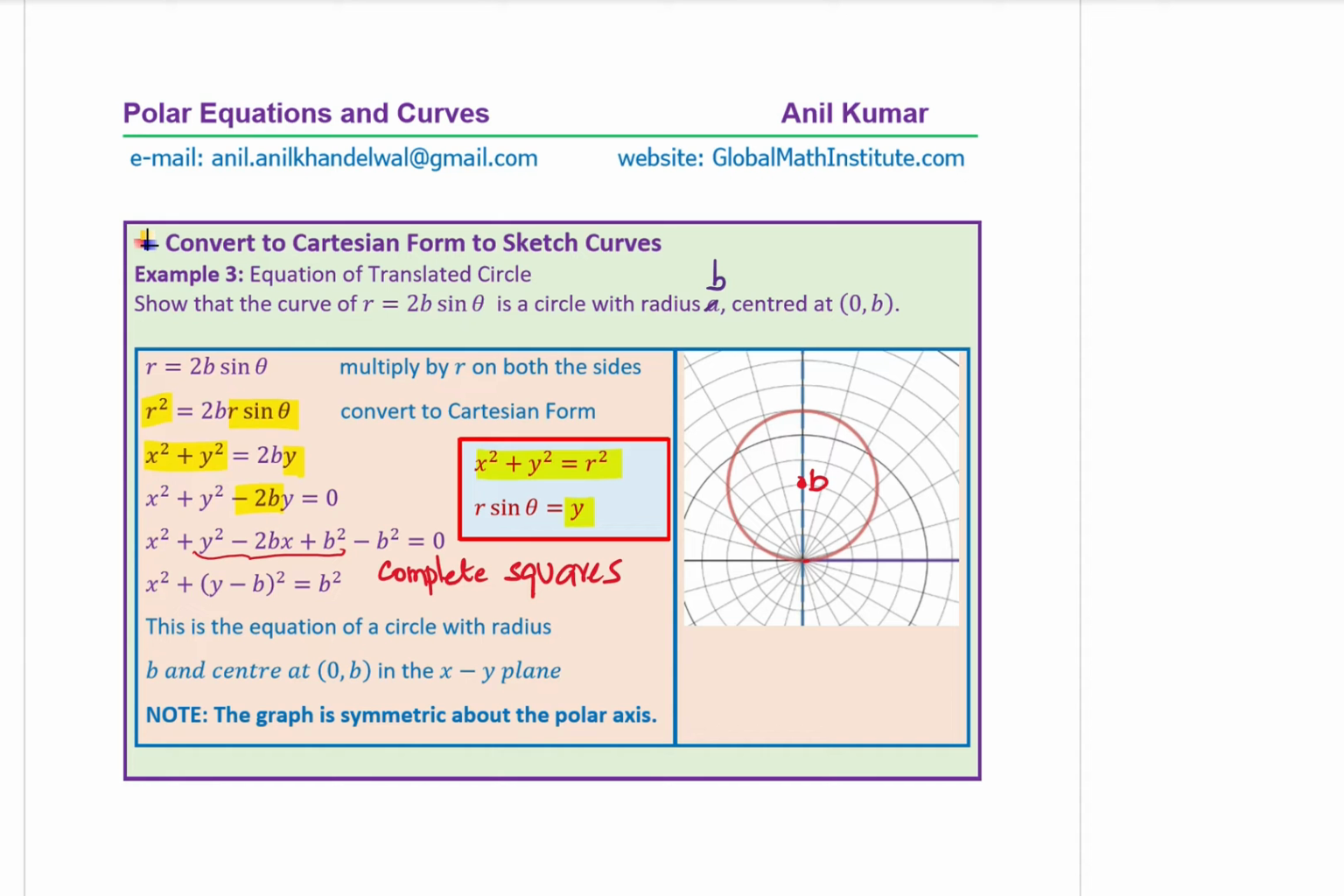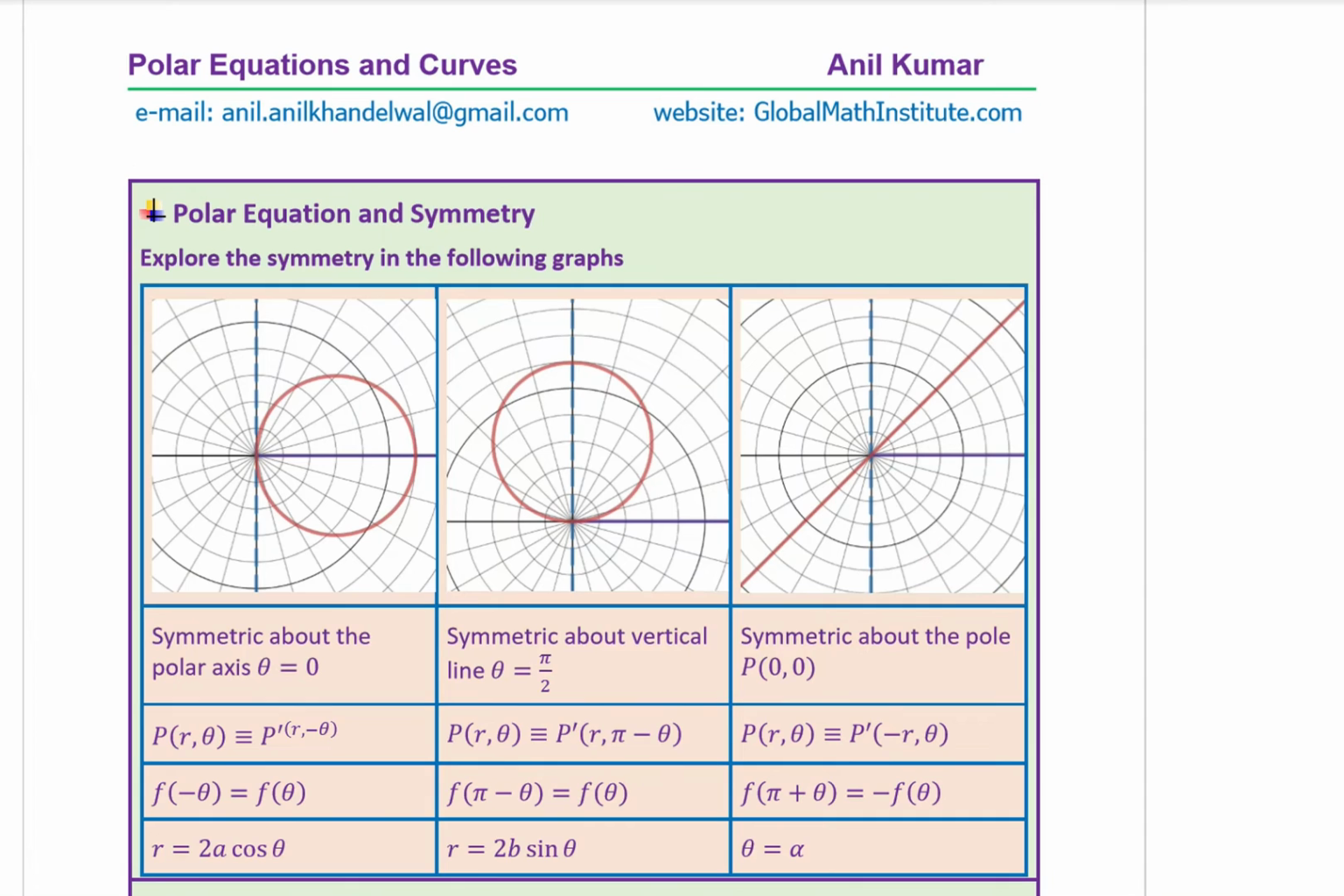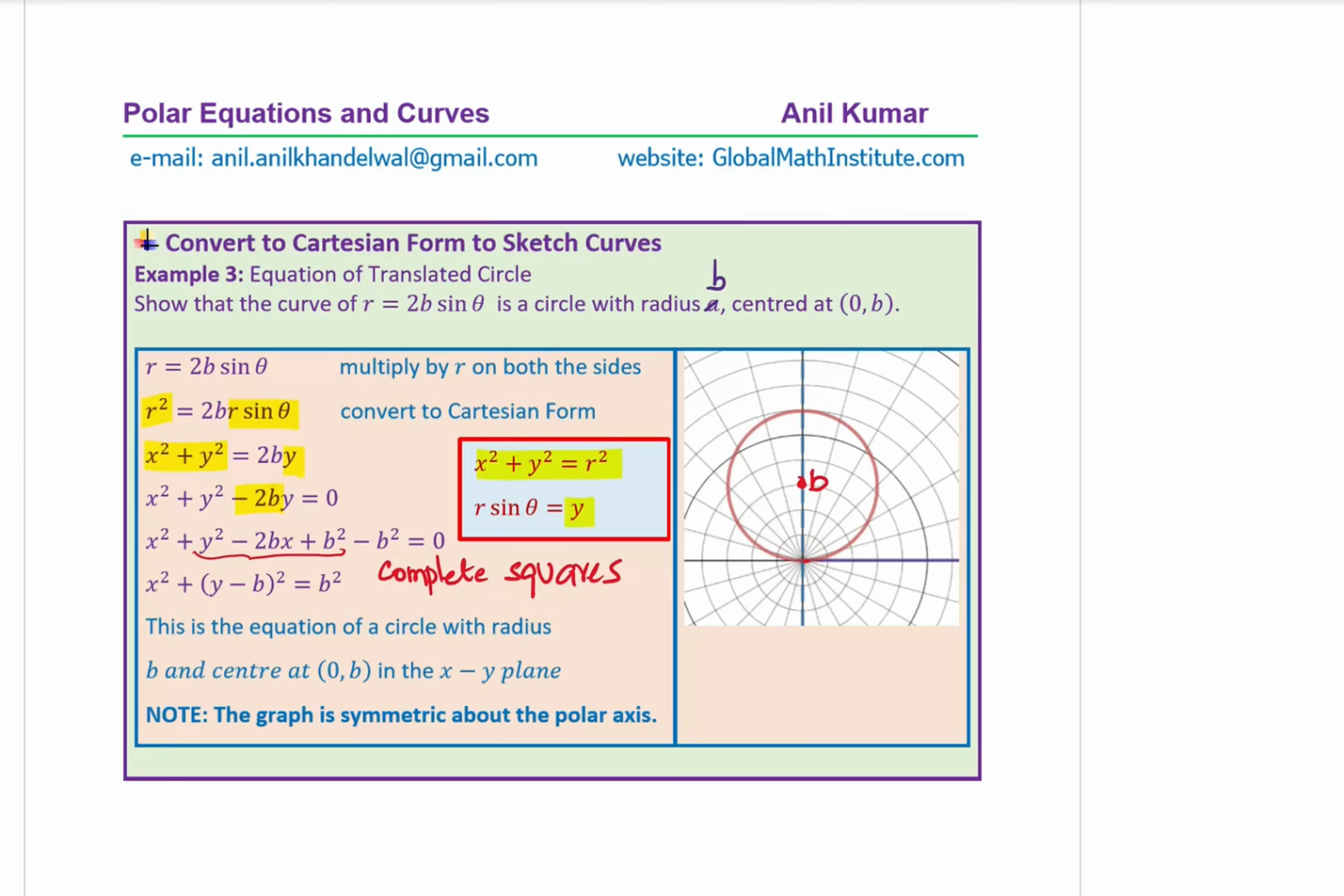So I hope you understand this strategy. Now we look into a very good concept to sketch the graphs, and that is symmetry. Most of the polar equations will exhibit some kind of symmetry, right? In the previous example also, you can see that the graph is symmetric about theta equals pi by 2, correct? The vertical line, right? So at this point, theta is pi by 2. So that is the kind of symmetry.